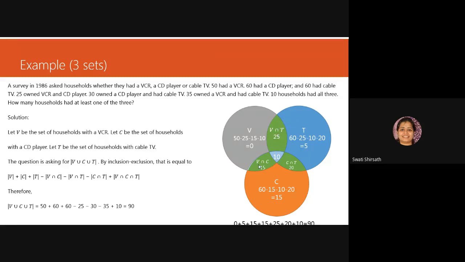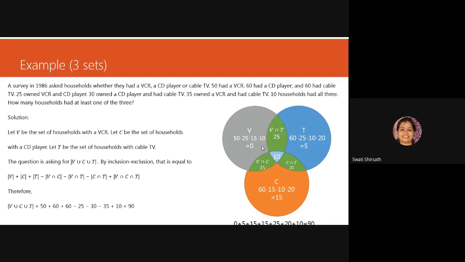The second thing is V and C. How much is it? V and C is 25. So 25 minus 10 is 15. So only this green portion is 15. Similarly, you have to calculate C and T. It is 30. From 30 we want to deduct 10 and what is left is only 20. So this is only C and T, and the common elements are deducted. So these green portions are calculated.